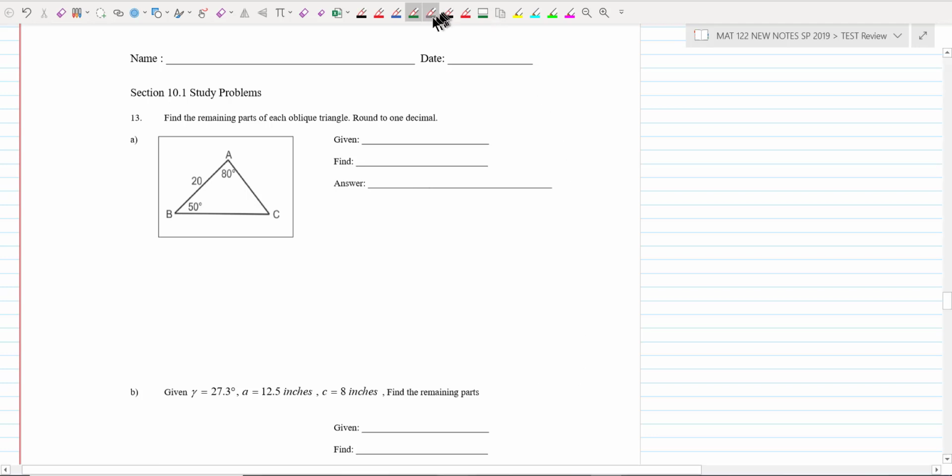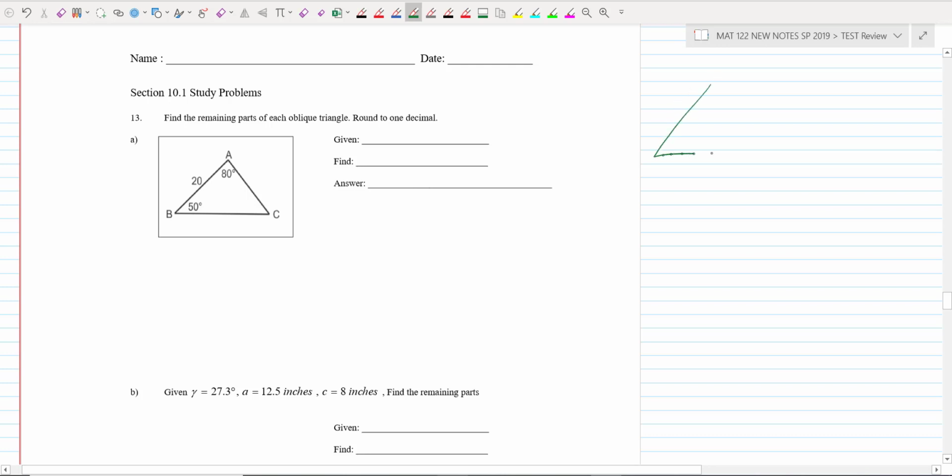Okay, so to begin with, we're going to look at now the law of sines type of problems that we learned how to do. So we're going to solve some triangles here. So I want to remind you that the law of sines goes like this.